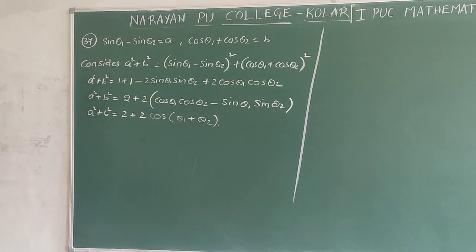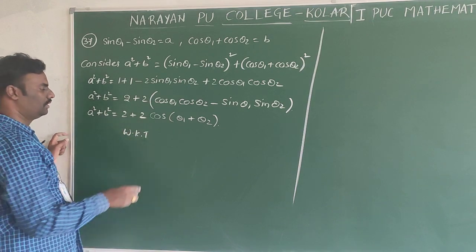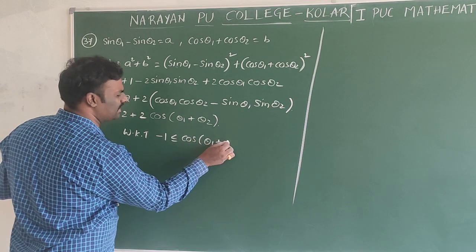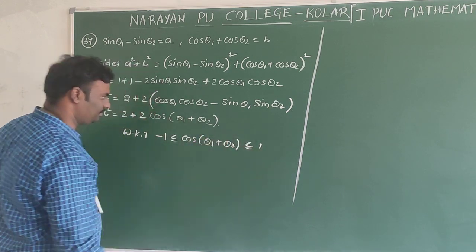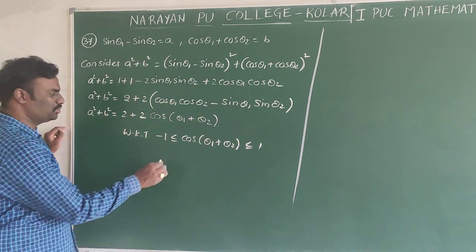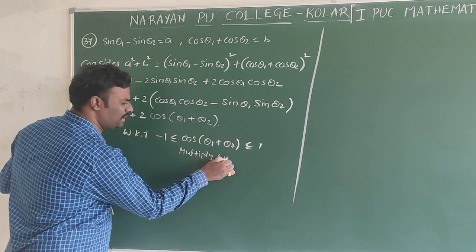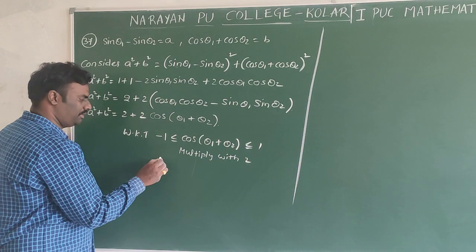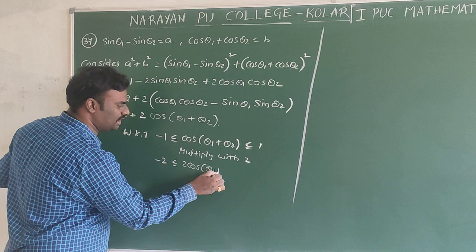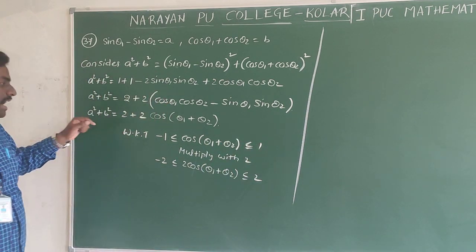Already we know the range of cos. We know that cos range is minus 1 less than or equals to cos of angle less than or equals to 1. So this middle value I need to convert into this type. Multiply with 2. Now it is minus 2 less than or equals to 2 cos of (theta 1 plus theta 2) is less than or equals to 2. Again one more step is there, adding 2.